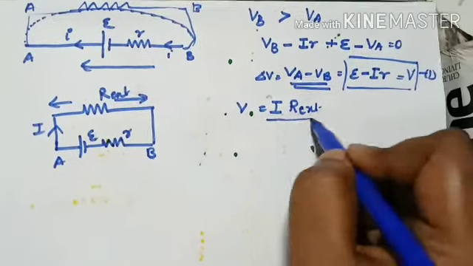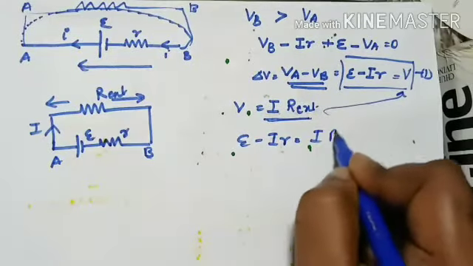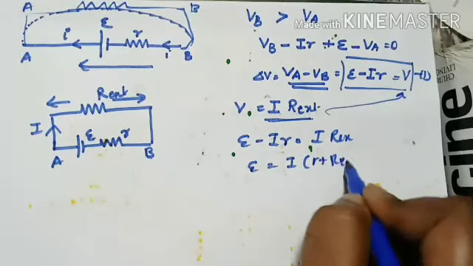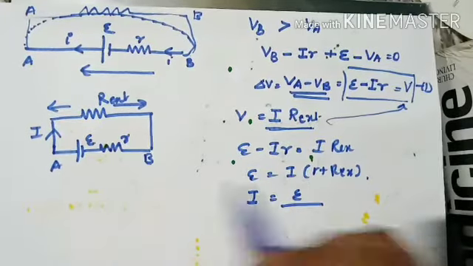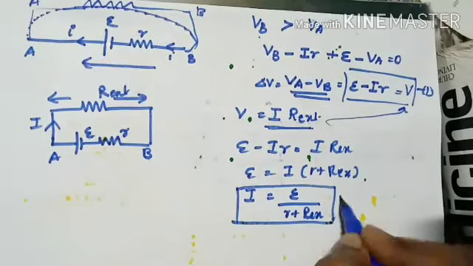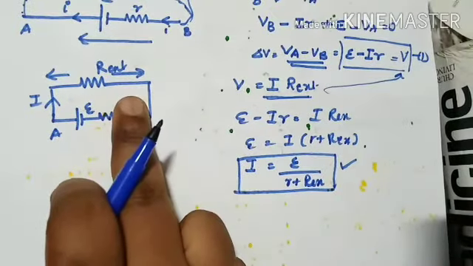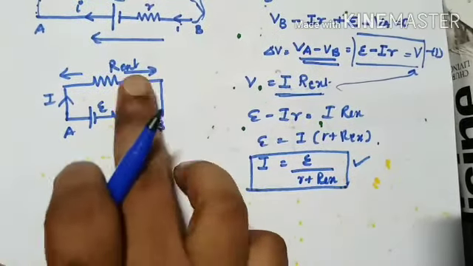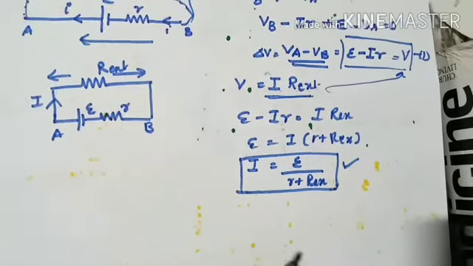Now what happens when I substitute this equation here? It becomes E minus IR is equal to I into R external. I can bring I common, so it becomes I into R plus R external. This is something which you know. The total current is equal to total supply by equivalent resistance. These two are in series, so you get this equation when you consider the internal resistance. Current is equal to voltage divided by resistance. How many resistances are there? Two resistances, and they are in series. Clear? Right. Now let's move on, guys.